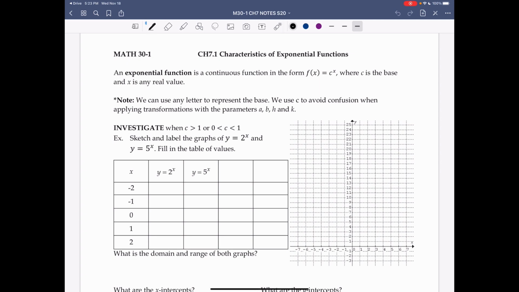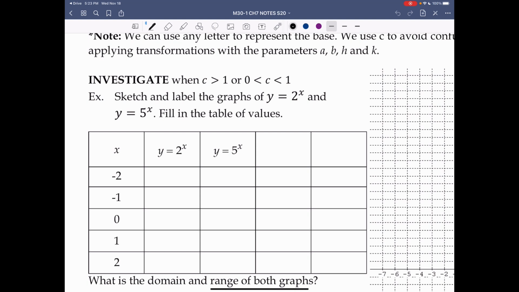y equals 2 to the power of x when x is negative 2. 2 to the power of negative 2. Our exponent laws we learned in Math 10C tell us that that equals 1 over 2 to the power of positive 2, which then equals 1 over 4. 2 to the power of 2 is 4. 2 to the power of negative 1 equals 1 over 2 to the power of positive 1, so 1/2. 2 to the power of 0, any non-zero number to the power of 0 equals 1. 2 to the power of 1 equals 2, and 2 to the power of 2 equals 4.